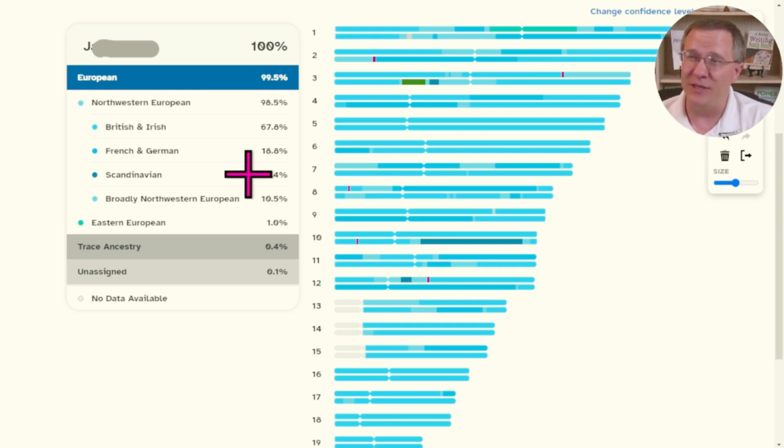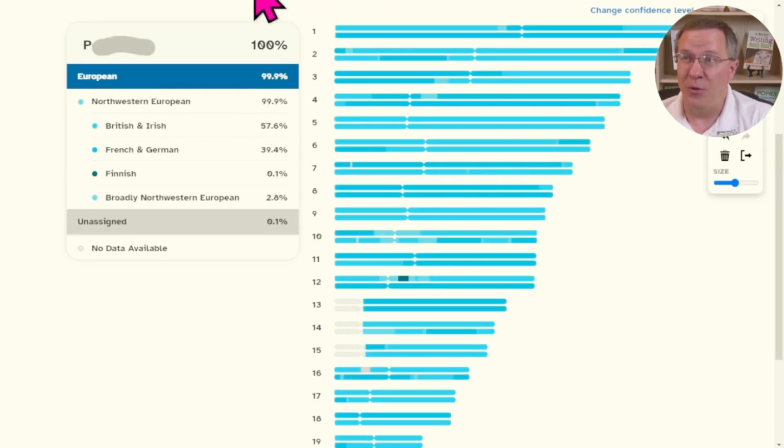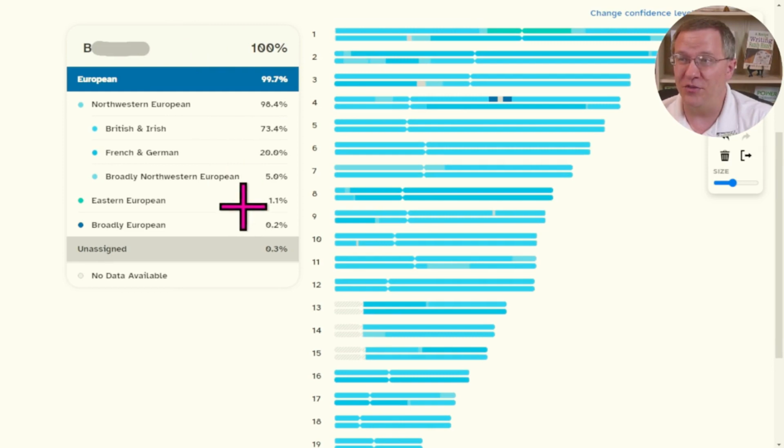That is really interesting. And then we have this Eastern European. My younger brother has 1%. I've got nothing. My older brother's got nothing. And my oldest brother's got about 1%. As we're looking at each of the chromosomes, we can see this as well.